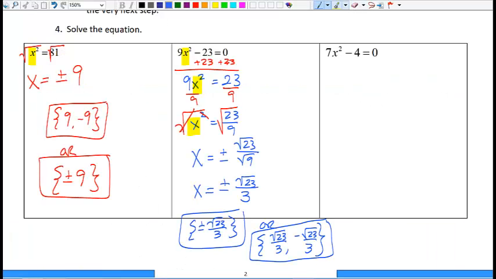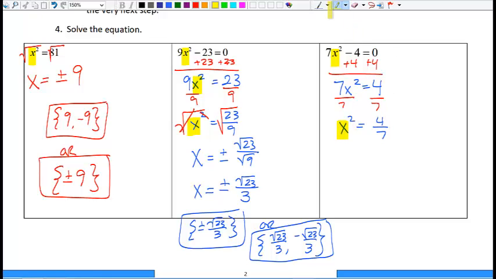On our next problem, we have no linear term, right? There's no b term. The x squared is not yet quite by itself, so I have to get it by itself by moving the 4 out of the way. I'm going to add 4 to both sides. And then I'm going to divide both sides by 7. So this is now all by itself.